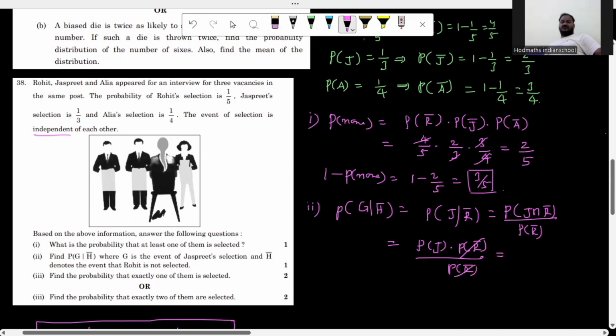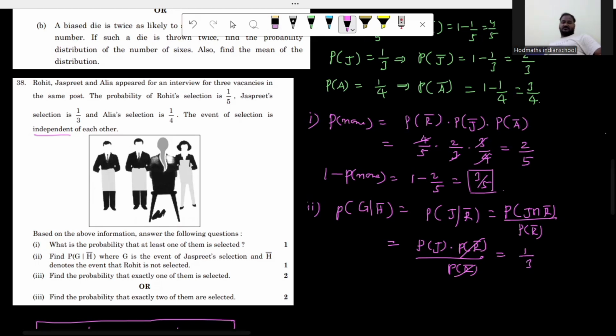So both get cancelled, right? Which is equal to P of J. P of J is nothing but the probability of Jasprit. The probability of Jasprit getting selected is 1 by 3. This is the answer for the second problem. And coming to the third one.